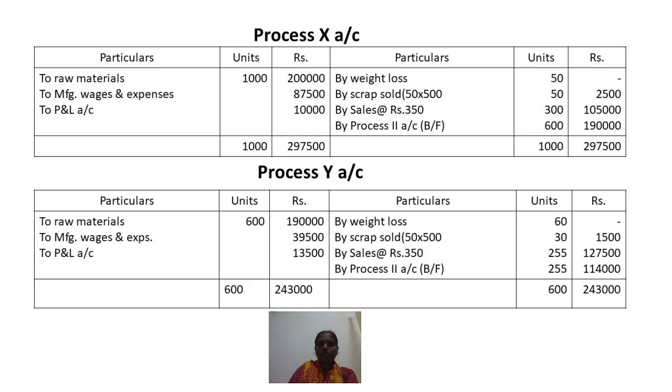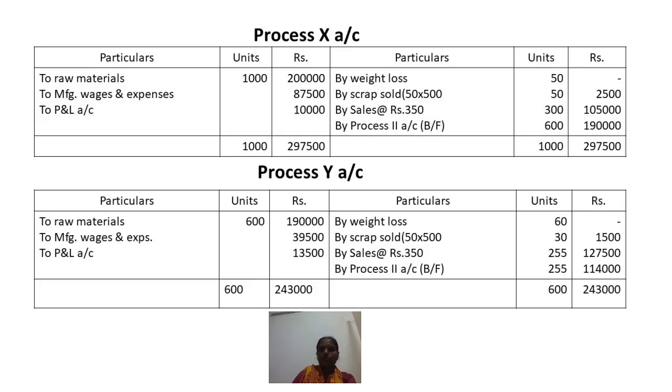Okay. Then we have to add, that is we get 2,97,500. We have to put that amount, 2,97,500. So the balance amount, 2,97,500 minus 2,500 minus 1,05,000, we get 1,90,000, which is transferred to the next process, that is second process or process Y account.